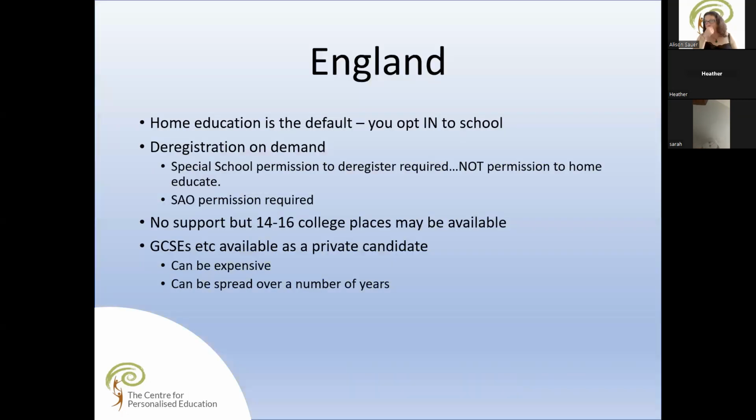So moving on, we're going to look at England first, because we've got 90-some thousand home educated children in England at this current moment in time. So it's by far the biggest population within the UK of home educated children. The interesting thing across the world is that home education is often something that you have to opt into, whereas in the UK it's not. You opt into school because education is compulsory, but school is not. So it's very, very important to understand that when you're looking at the law.